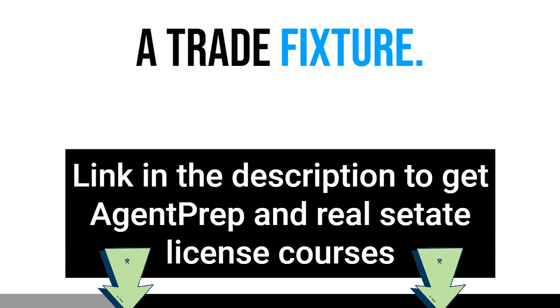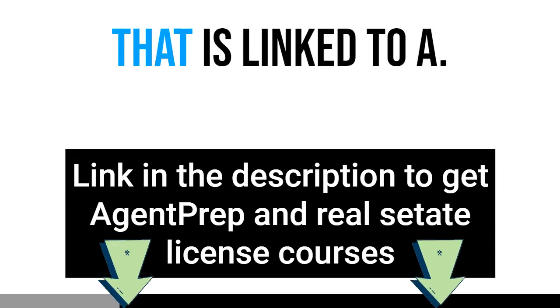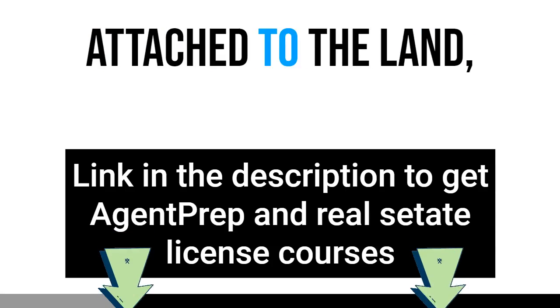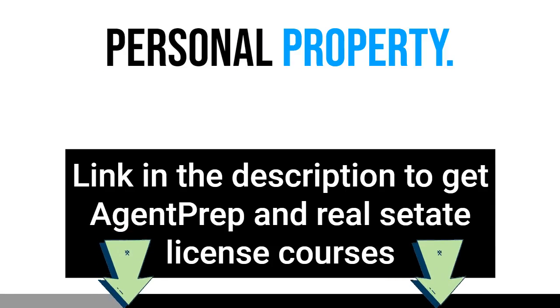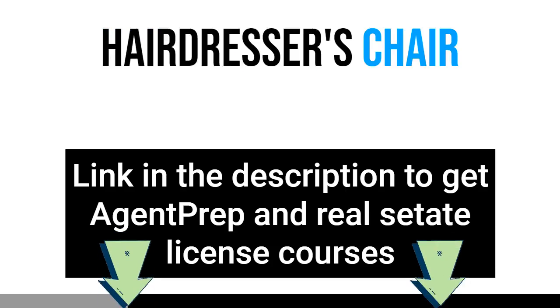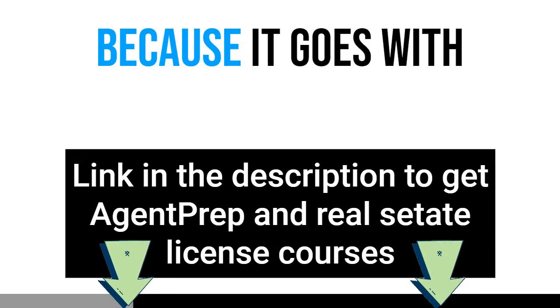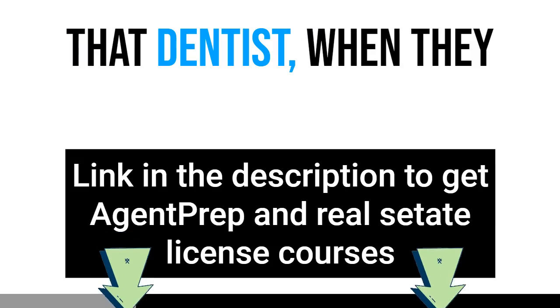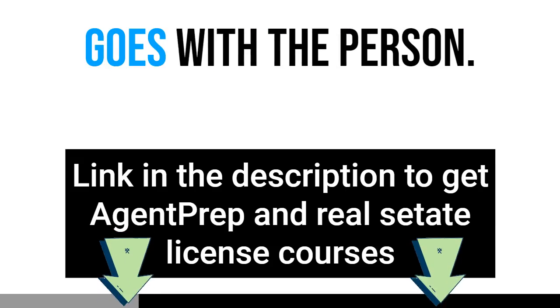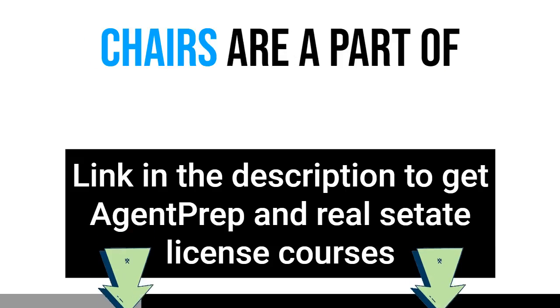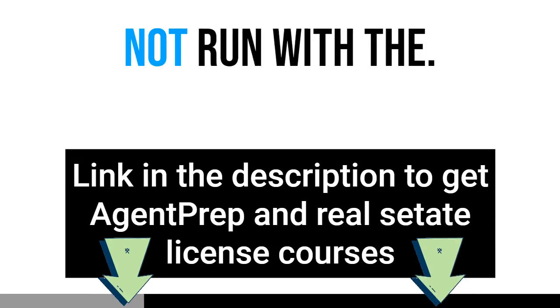A trade fixture. A trade fixture is a type of fixture that is linked to a trade. Even though they are attached to the land, they're considered personal property. For example, a hairdresser's chair or a dentist's chair. Although the chair is attached to the ground, it is not real property because it goes with that hairdresser or that dentist. When they leave that property, it goes with the person. That is because those chairs are a part of their business and therefore it does not run with the land.